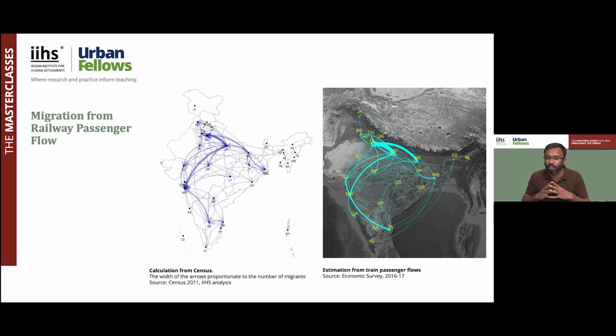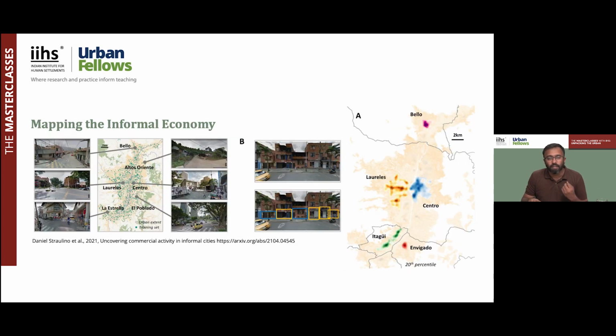2016-17 Economic Survey showing patterns from train passenger information about across-state migration. This is of course not at a city scale, but alternate data sets looking at train passenger flows, mobile networks, etc., have been used to study migration.